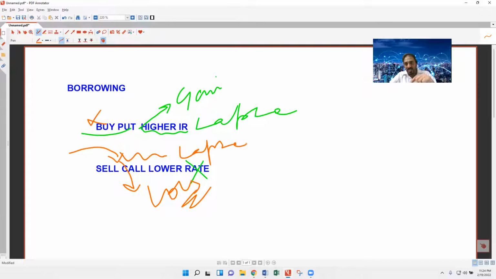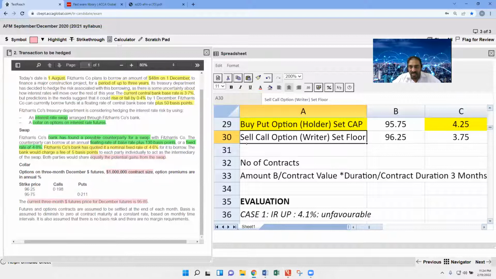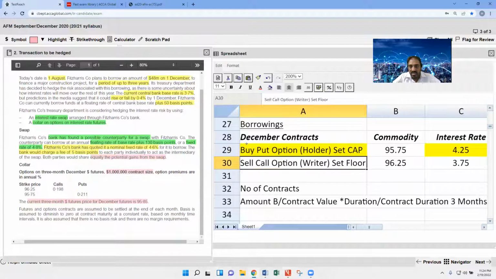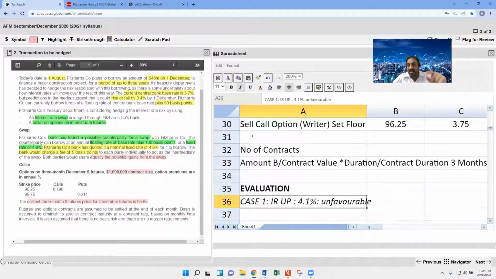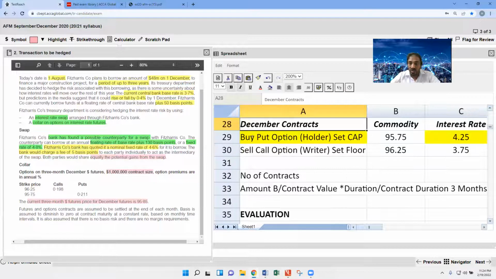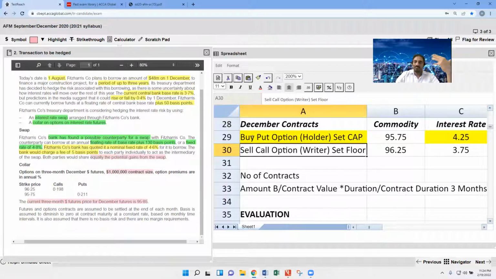So in an option, there's no chance of loss, but in collars, there's a chance of gain, or rather a chance of loss. So number one, if we consider here, interest rate up, that's an unfavorable situation. So we will ignore this as a right, we will ignore the writer to whom we sell the option.